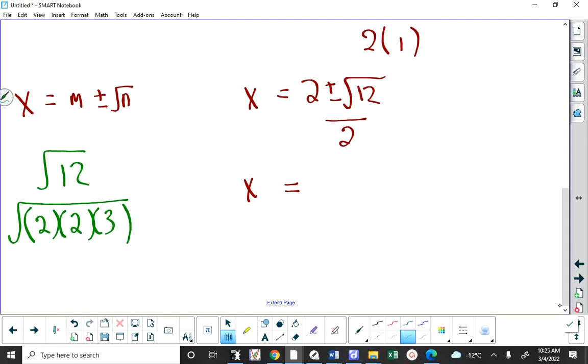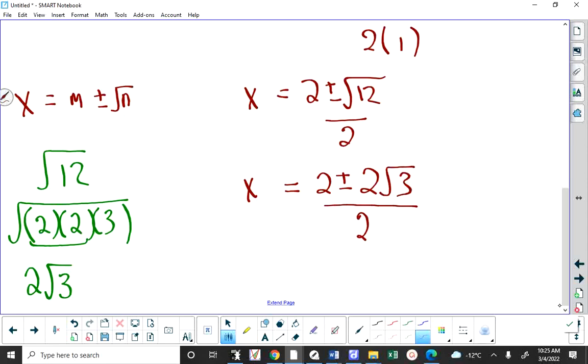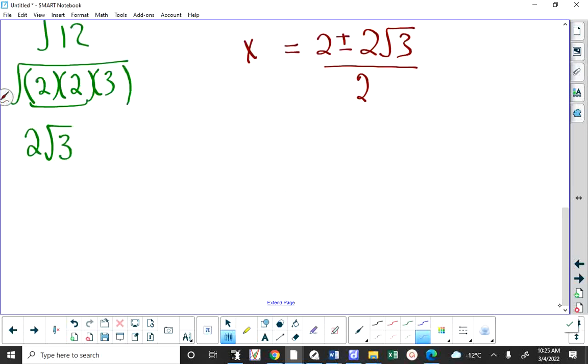Okay, and then since it's a square root, anytime you have a pair, the square root of 2 squared is 2. So anytime you have a pair, you move it out. And that's why this becomes 2 root 3. So I rewrite this now as 2 plus or minus 2 root 3. And now I can get into the factoring and canceling mode. So I factor a 2 out of the top. There's a common factor of 2. And I'm left with 1 plus root 3, and this is over 2.